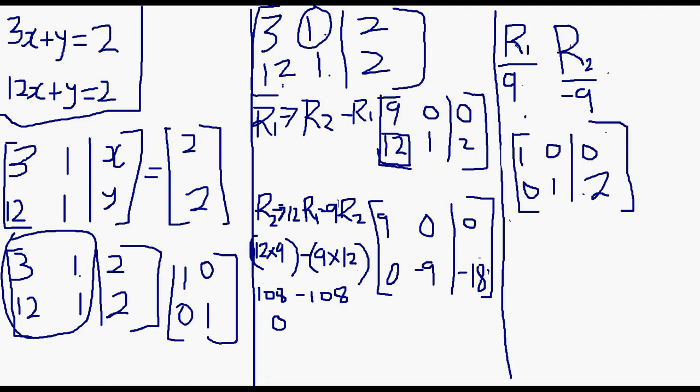Actually, we've arrived at the same answer. So we can conclude that x is equal to 0, then y is equal to 2. Is it difficult? No, it's not difficult. Now you get the point, right?